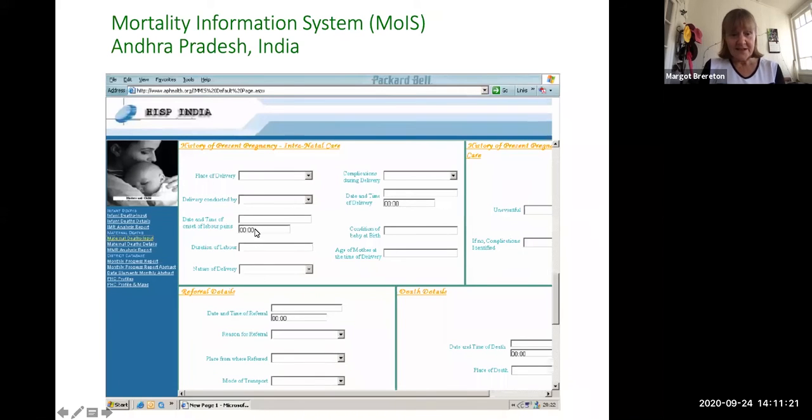And this is what it looked like. So it's a standard web interface, and it asks for things like the history of the present pregnancy, fairly standard data items that you might expect, like place of delivery, who conducted the delivery, the date and time of onset of labor pains, duration of labor, the nature of the delivery, complications, date and time of delivery, condition of baby at birth, age of mother at time of delivery. Also the history of the pregnancy care, whether there were any complications within the pregnancy, and also details of death. So this was what the system looked like that was rolled out.